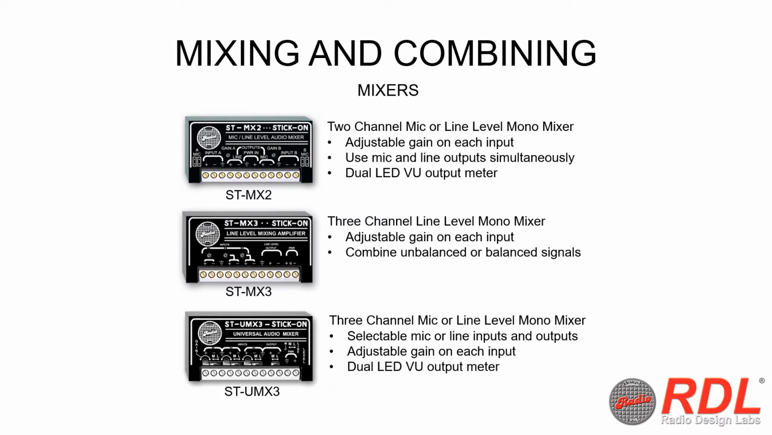The ST-UMX3 is a 3-channel mic or line level mono mixer. It has selectable mic or line inputs and outputs, adjustable gain on each input, and a dual LED VU output meter.